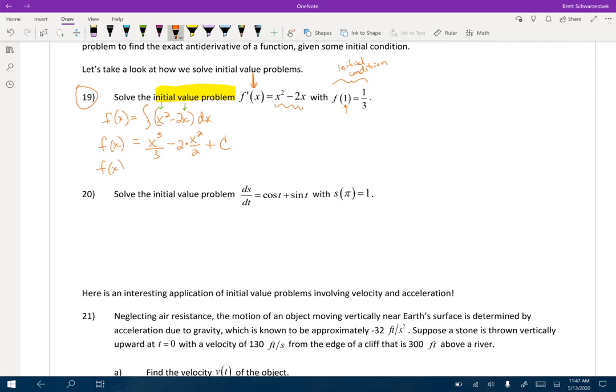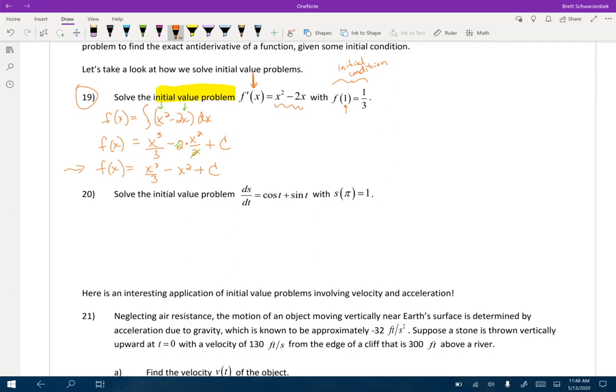So why don't we leave it as x cubed over 3. The 2's actually wipe out, and we get just minus x squared plus c. Okay, so basically, this is our family of antiderivatives for this problem, which means this function has a family that looks like this. It's going to be x cubed over 3 minus x squared plus some constant. That's what this is right now.